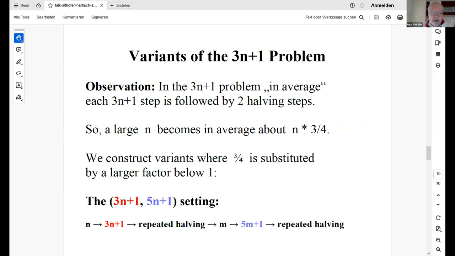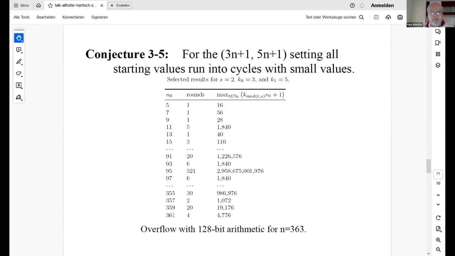And we have constructed variants of the problem where 3/4 is substituted by a larger factor, but still below 1. Look at the 3n plus 1, 5n plus 1 setting. In this game, each round has 2 steps. First, the odd n is brought to 3n plus 1, then a repeated halving, resulting in some m, then m goes to 5m plus 1 and repeated halving. And now you see 3 times 5 is 15, lower than 16.